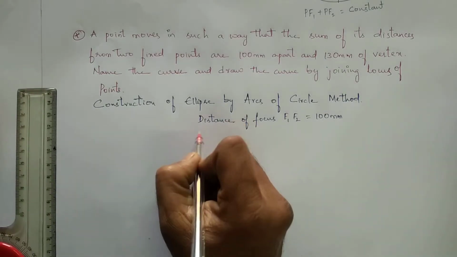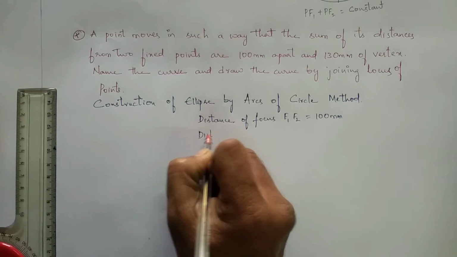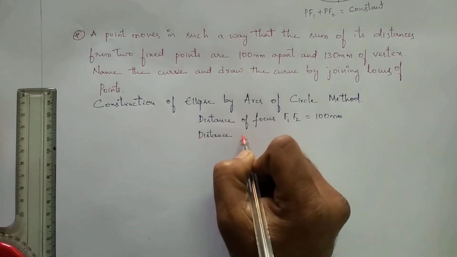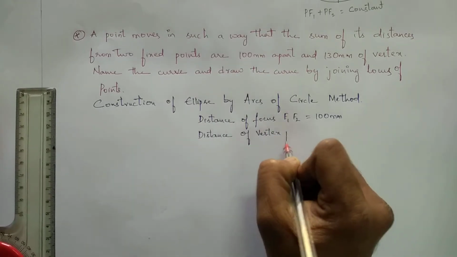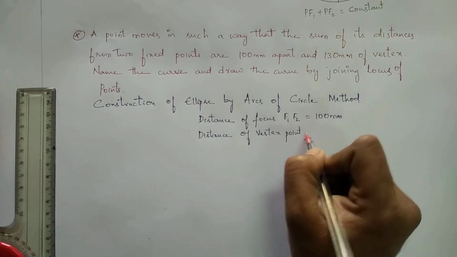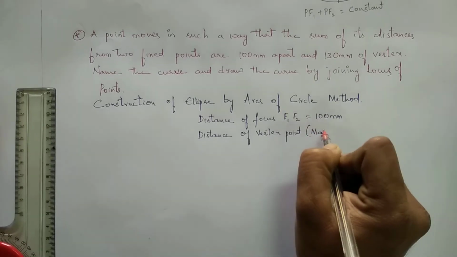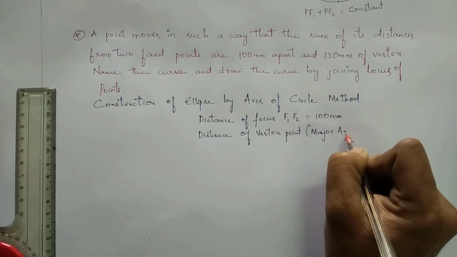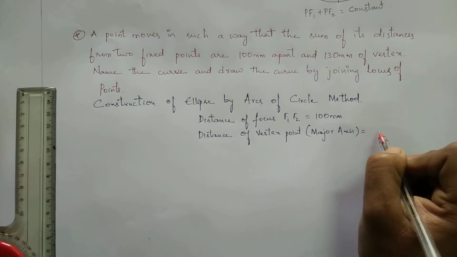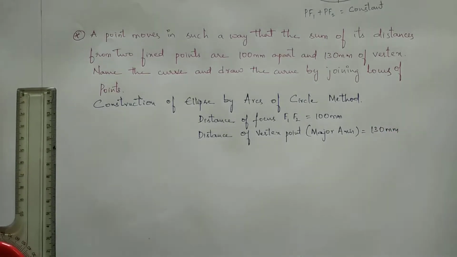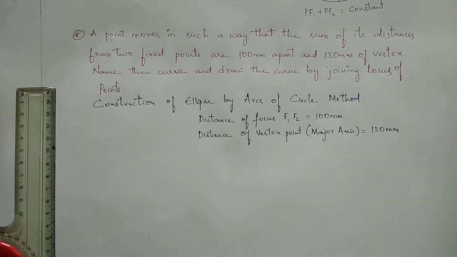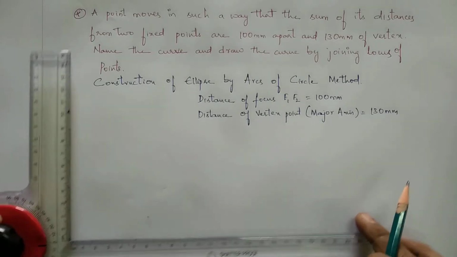And the distance of the vertex points, or you can also say it by another name, major axis, is around 130 mm. So these are the two points which are at a distance. First, let me draw the major axis by using the scale.